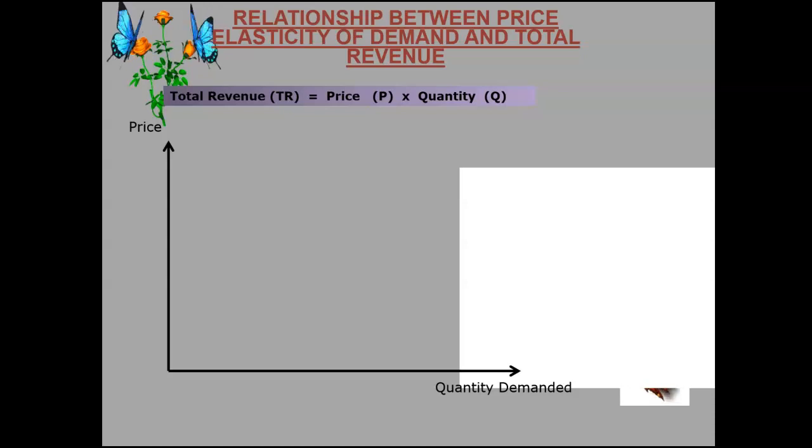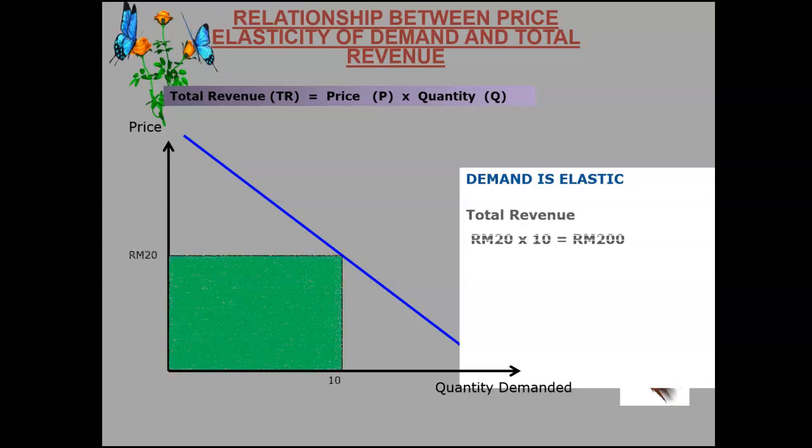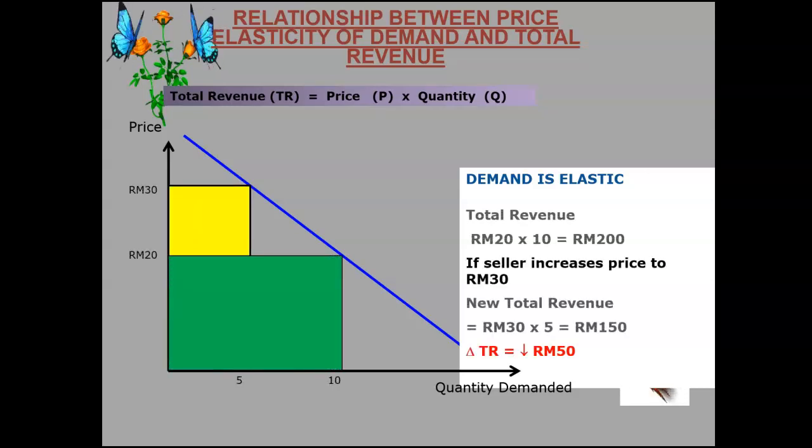Okay, so total revenue is price times quantity. This is when the demand is elastic. Total revenue will be, if a seller increases price to 30, then kita akan nampak total revenue will decrease. Because bila elastic maksudnya buyer tu sensitive toward the changes in price. Bila seller naikkan harga, mereka akan kurangkan quantity, daripada 10 jadi 5. So total revenue dia akan jadi kurang.